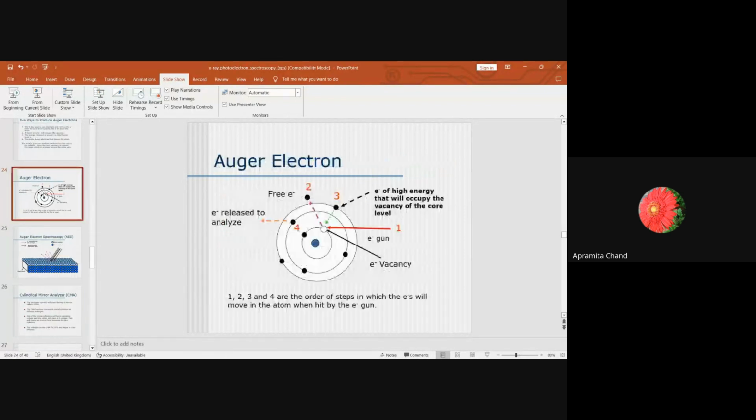So let us think about the Auger electron here. So the electron gun is hitting the core electron, and after it is going away as a free electron, then the electron vacancy is there. So now an electron of a higher energy will occupy the vacancy of the core level, okay, and the electron that is released, that will be analyzed here. Okay, so 1, 2, 3 and 4 are the order of the steps in which the electrons will move in the atom when hit by the electron gun.